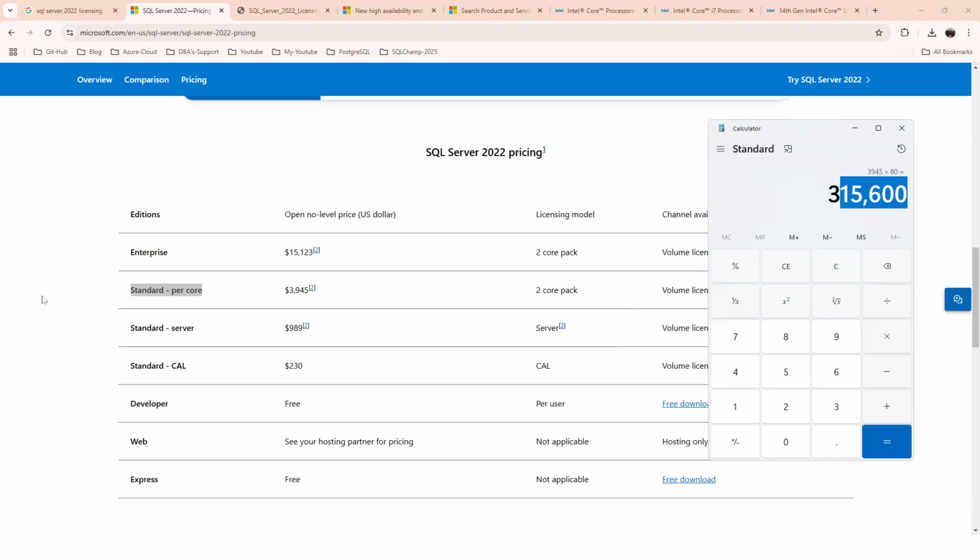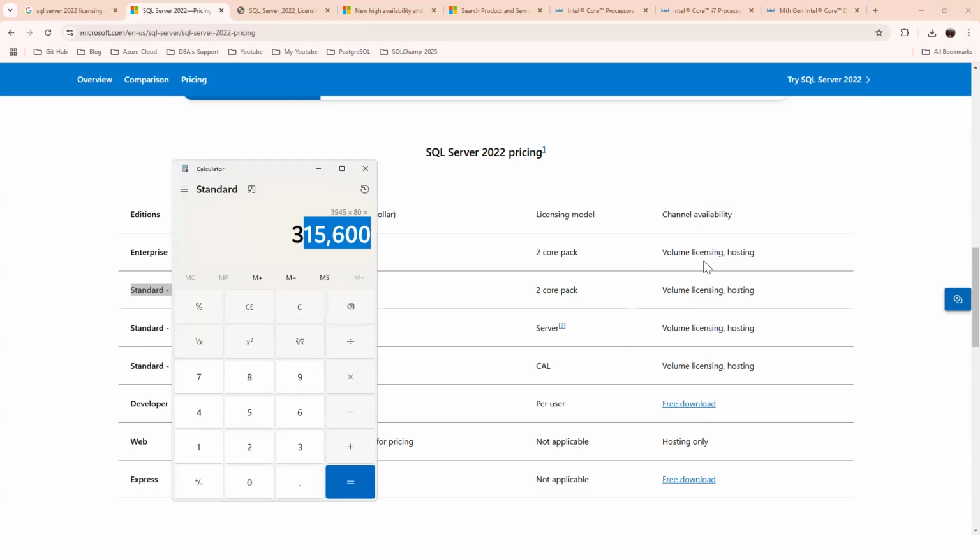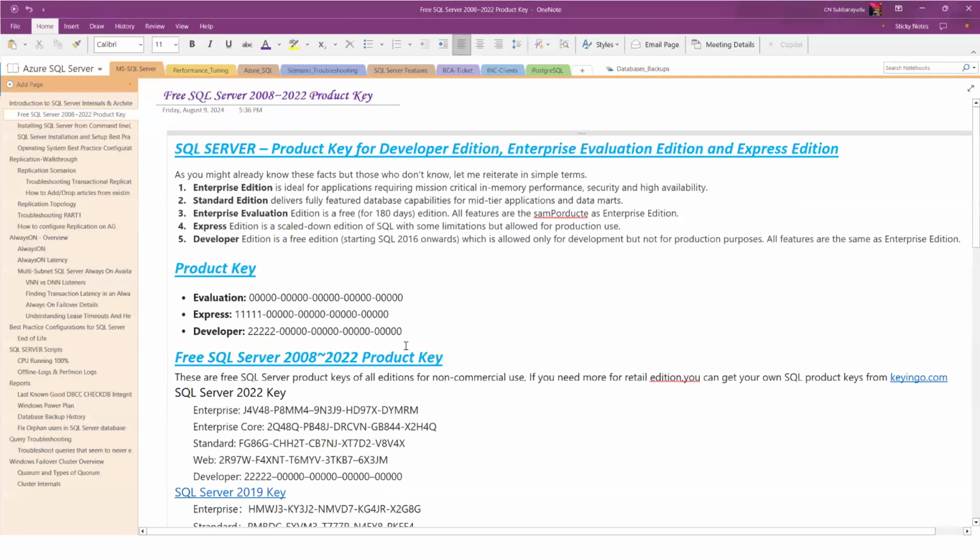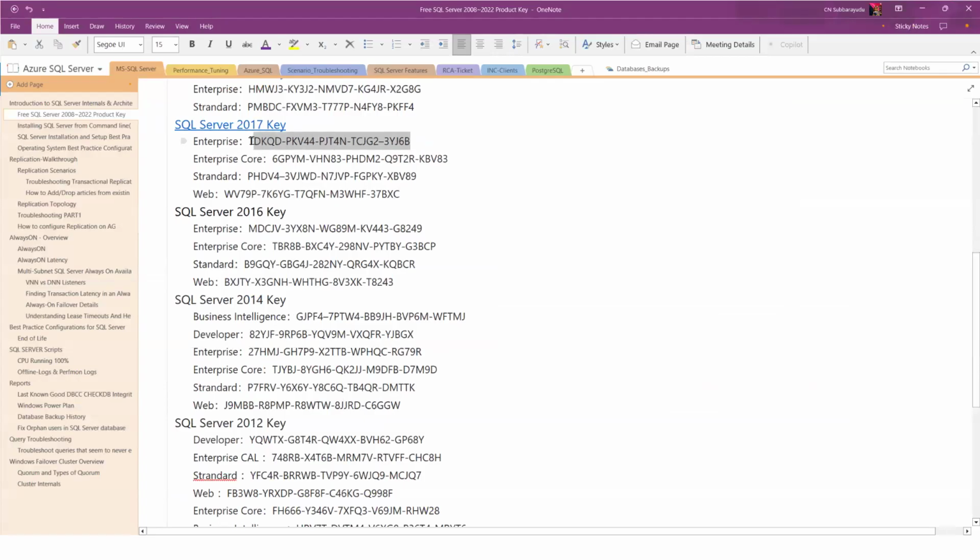Then you will get one doubt: how is Microsoft going to track all this, Subbu? There is a concept called volume licensing key. Using that volume licensing key, Microsoft is going to track. How does it look, Subbu? This is how your key looks in the real world.